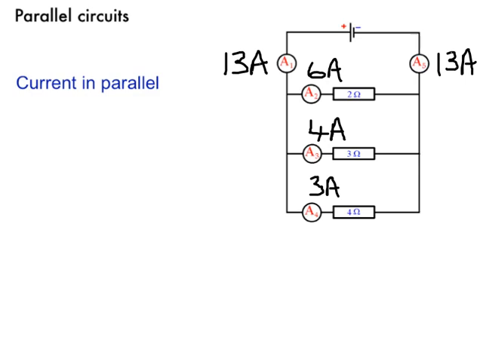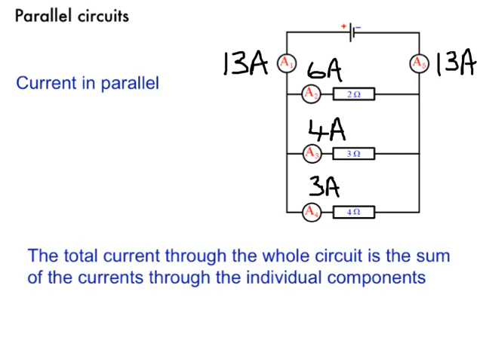So what can we see? You should be able to see, hopefully, if your maths is good enough, that the separate currents along these three parallel branches all add up to the current through the main part of the circuit. We've got 6 amps plus 4 amps is 10, plus 3 amps is 13. So we've got 13 amps going through the main part of the circuit, and that current then splits and different amounts run through different parts of the circuit. Basically, the total current through the whole circuit is the sum of the currents through the individual components of the circuit.